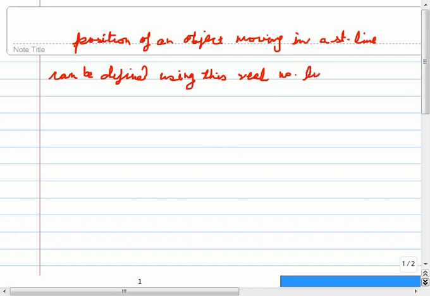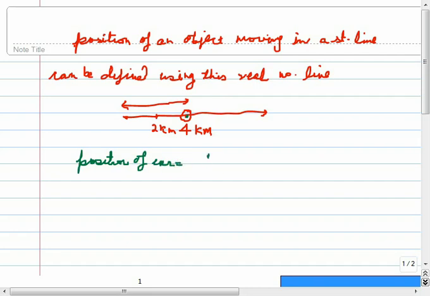Real number line. Suppose a car starts from origin and moves straight to the right of origin and moves 4 kilometers. So on this real number line we will mark some numbers. Suppose this is 2 kilometers, this is 4 kilometers. So the car has now positioned here. This one is the new position of the car. So position of car is equal to 4 kilometers away from origin to the right side of origin.